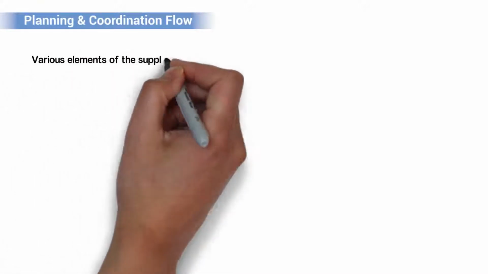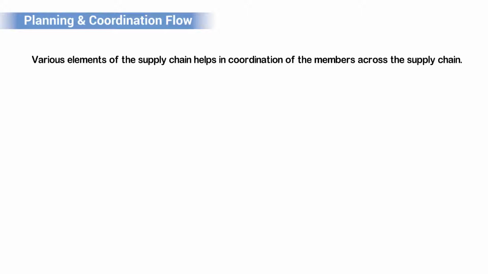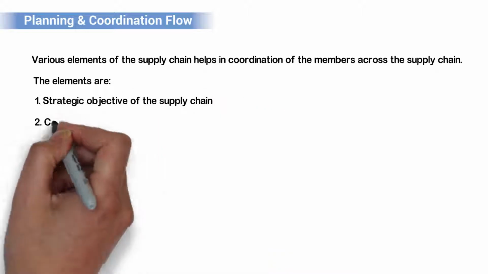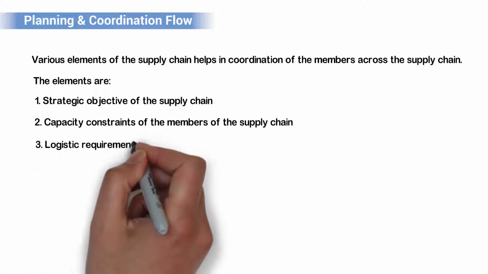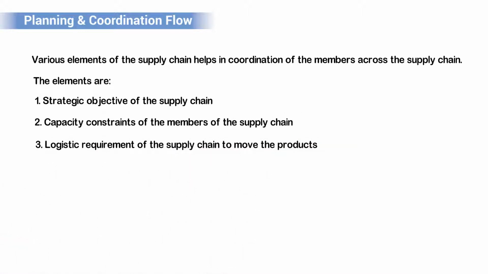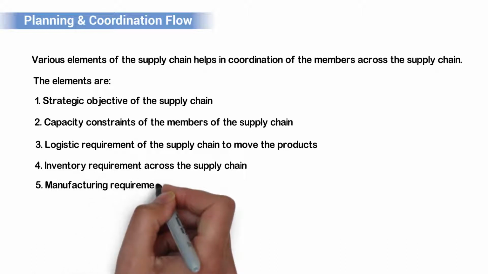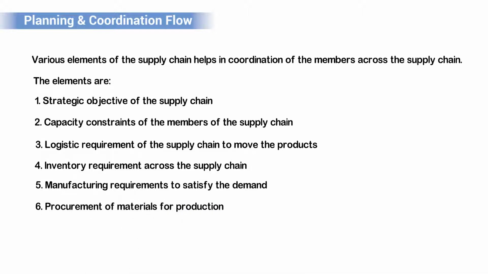Various elements of the supply chain help in coordination of the members across the supply chain. The elements are the strategic objective of the supply chain, capacity constraint of the members of the supply chain, the logistics requirement of the supply chain to move the products, inventory requirement across the supply chain, manufacturing requirements to satisfy the demand, procurement of materials for production, and the forecasting of demand. Let us discuss the elements one by one. Strategic objectives.